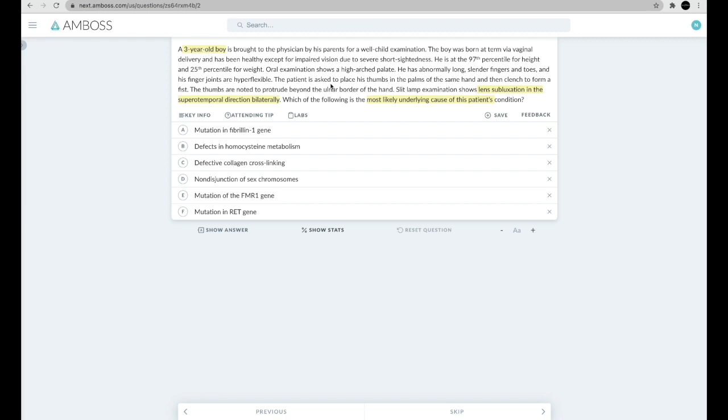This is what you should be doing, guys. Save your time. The questions just throw in a keyword or 2, and that's what's essential to reach the answer, and that's it. So what causes lens subluxation up is Marfan. So what is the underlying cause of Marfan syndrome? Now this requires a little bit of step 1 info. So from what I remember it is fibrillin 1, I guess. This will be homocystinuria. This collagen cross-linking, I can't remember. Of course not. Non-disjunction, this will be Down syndrome.